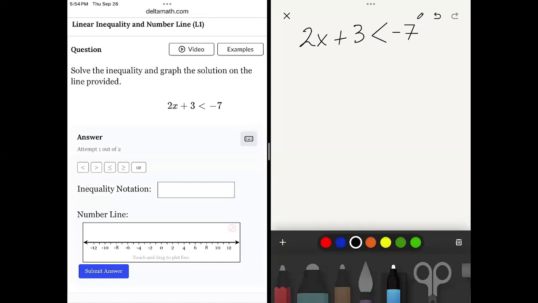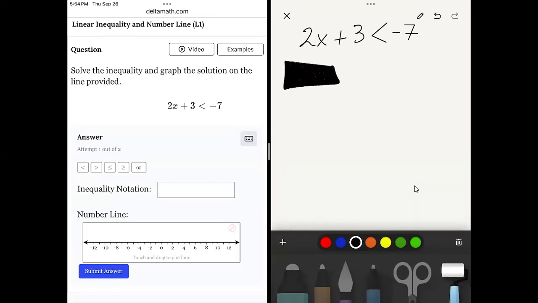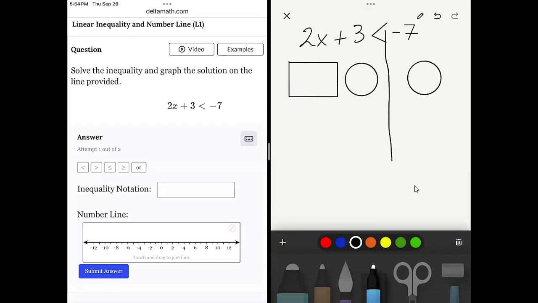So let me do this. We're going to have a box. Oops, wrong box. We're going to have a circle over here, and we're going to take the line and draw it down the middle. Here this is going to be 2x, this is plus 3, this is a -7. We're going to take the circle, move it across the line, change the sign. This is going to become a -3. So we're going to have a -10.